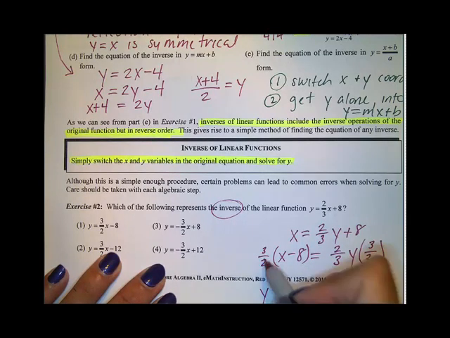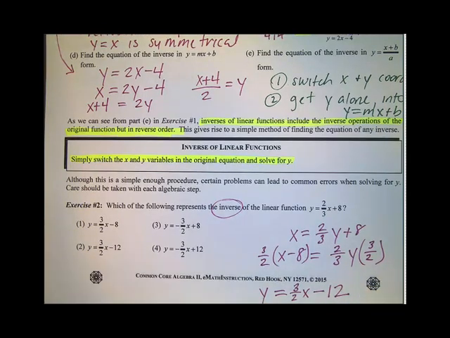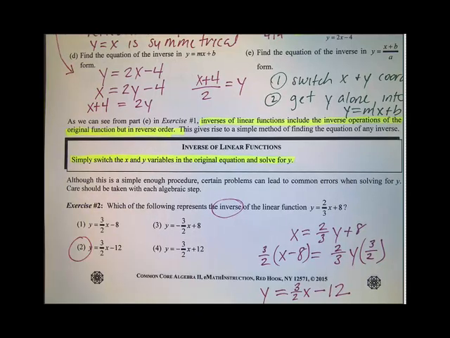We have to distribute this, so 3/2 x minus... I would either do this math quickly in your head or use your calculator, 3/2 times -8, which is -12. So our answer to this question is choice 2. The best way to undo fractions is to multiply by the reciprocal, because that's what dividing by the fraction does. Okay? Dividing by a fraction is the same as multiplying by the reciprocal.